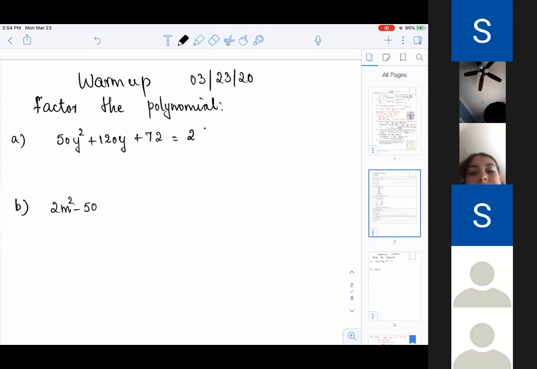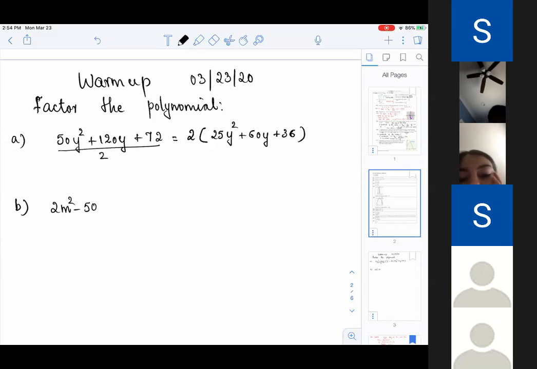When you take the 2 out, you divide everything by 2. That gives 25y squared plus 60y plus 36. So it's 2 times, and in the parentheses we have 25y squared plus 60y plus 36.